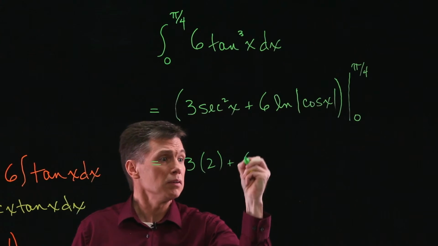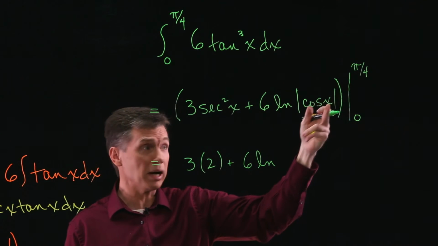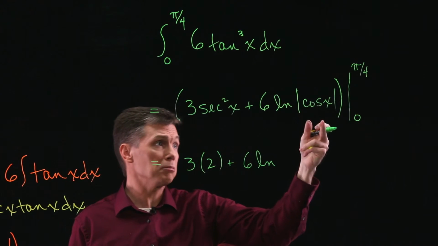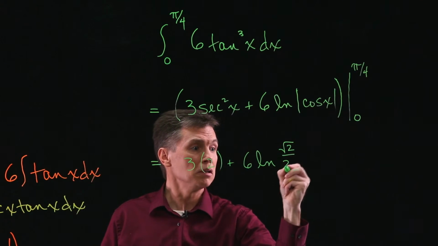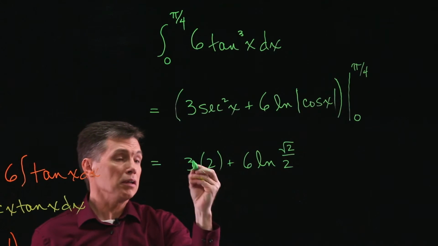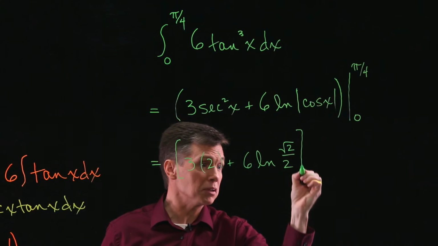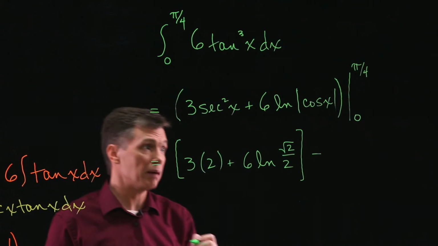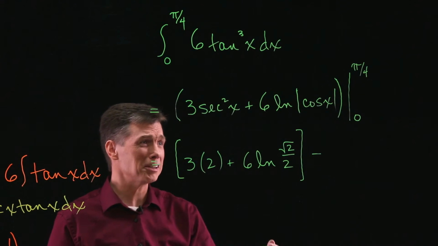Plus 6 times the natural log, plugging in that pi over 4 still. Cosine of pi over 4 gives us that square root of 2 over 2. I can drop the absolute values because I know that that's positive. And that's actually all just plugging in the upper limit of integration. Subtract what happens when we plug in the lower limit of 0. Usually 0 is friendlier, right?